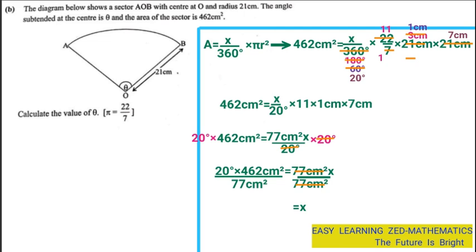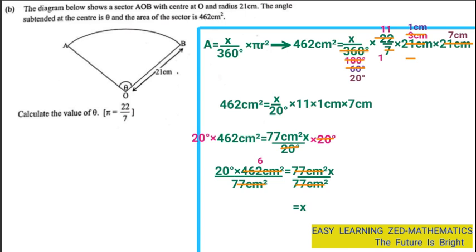Then I'm also going to divide this side by 77 centimeters, which will be 1. 77 centimeters into 462 centimeters squared gives us 6. So now I'm going to write what is remaining on the left side.